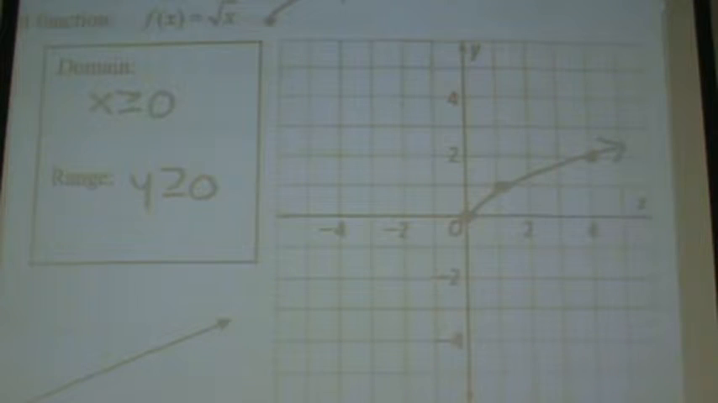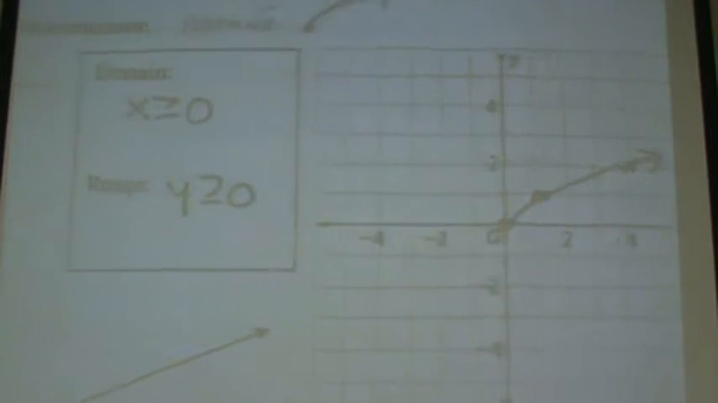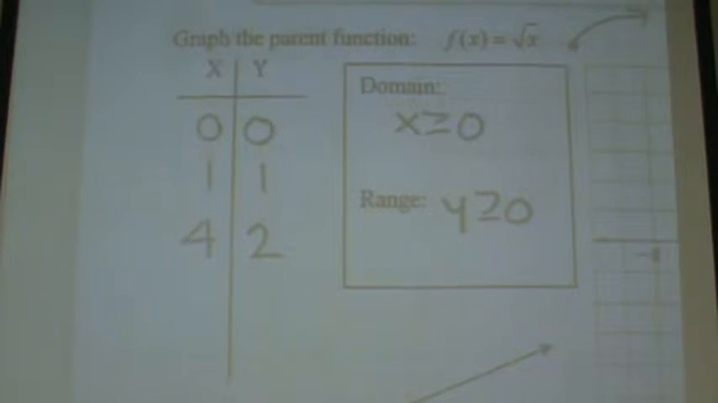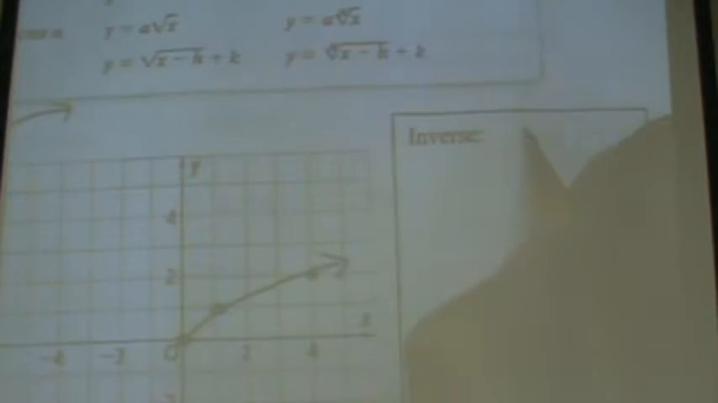Now, if I were to ask you, like what we did yesterday, to do the inverse of this, well, what does inverse mean? You switch your x and your y columns. So this is what you had. This is what you had. How do you switch x and y? Tell me what my next line's gonna read.